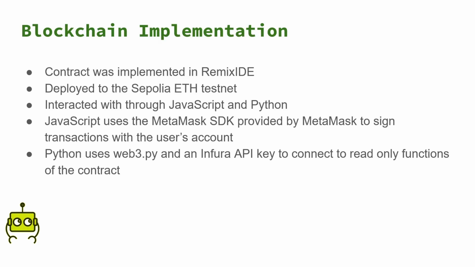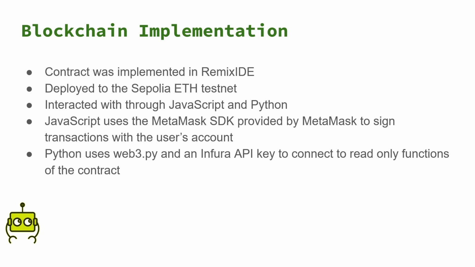As for our blockchain implementation, our smart contracts are written in Solidity and implemented in Remix IDE. We deployed our contracts on the Sepolia ETH testnet to run and host our contracts. Our smart contracts interact with the backend game code through JavaScript and Python files. As for our JavaScript code, it utilizes the MetaMask SDK provided by MetaMask to sign transactions with the user's account, while our backend code utilizes the Web3Py library and an Infura API key to connect to read-only functions that are implemented within our contract.